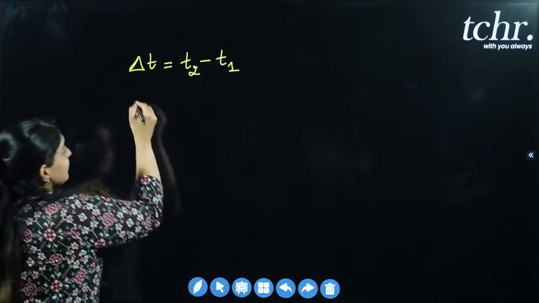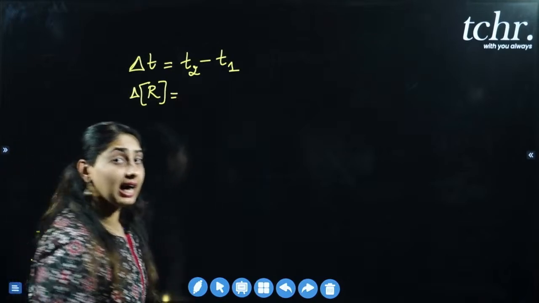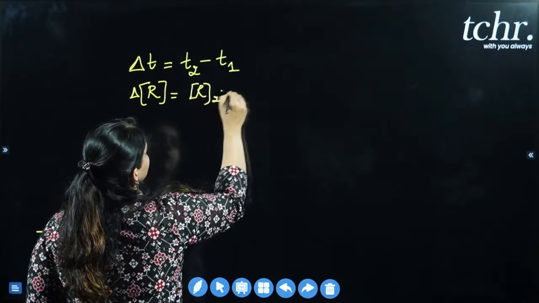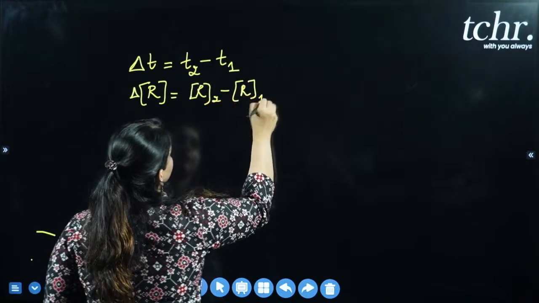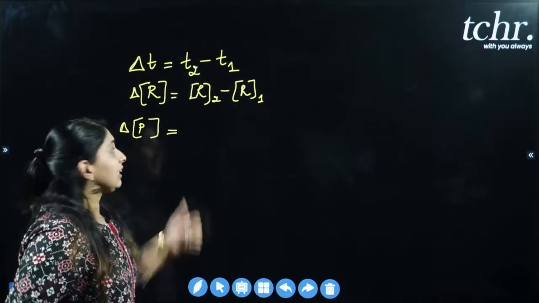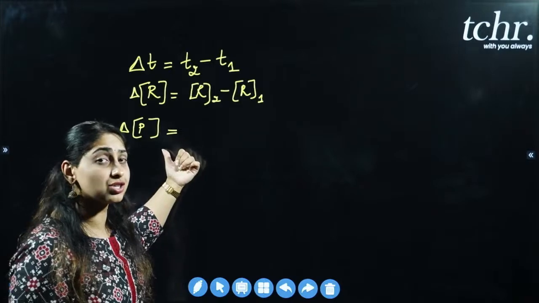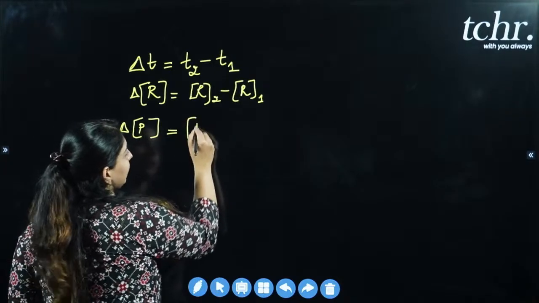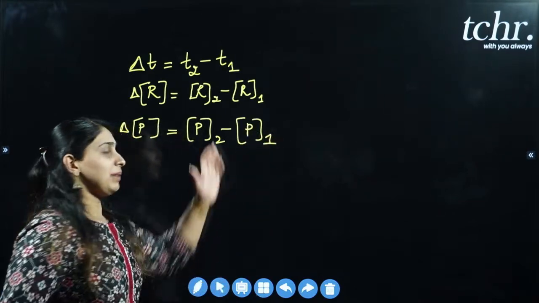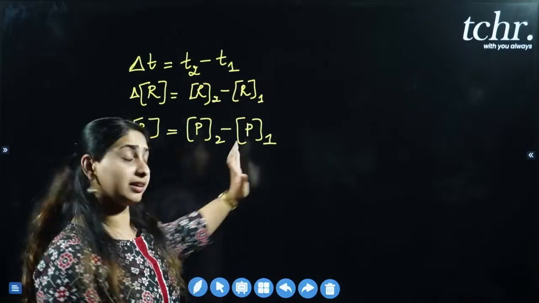So similarly, delta [R] will be what? Delta [R] will be concentration of R2 minus concentration of R1. Similarly, if you consider the concentration, this is called change in the concentration of reactants and this is called change in the concentration of products. So similarly [P2] minus [P1]. This is during the mathematical formation or framing of the mathematical equation.